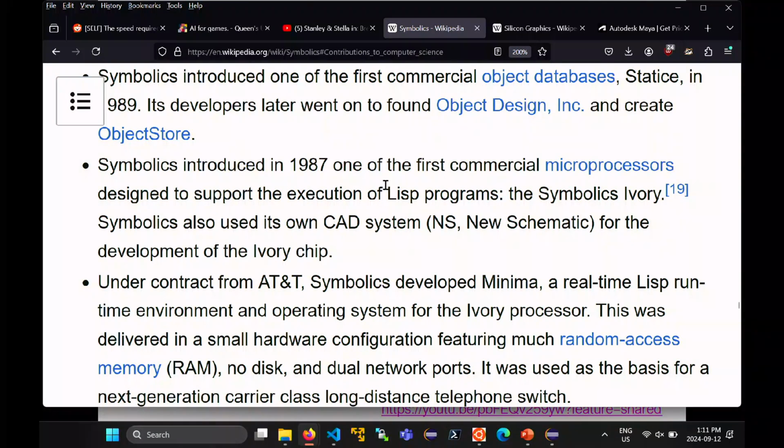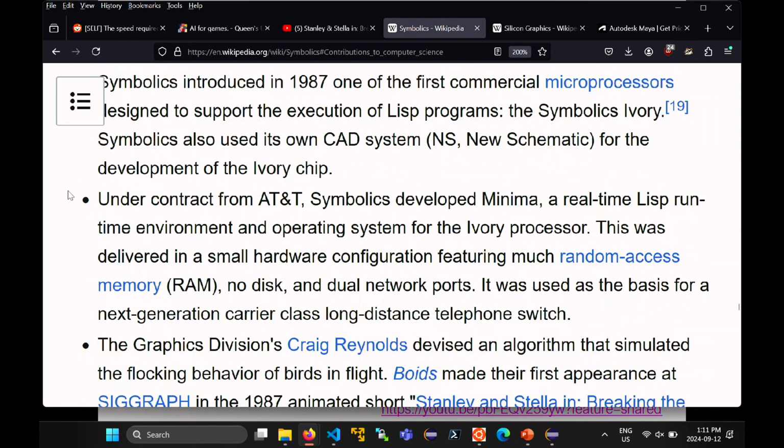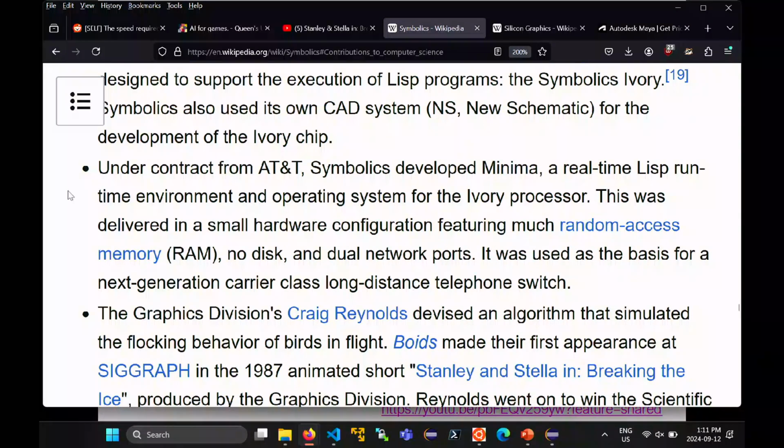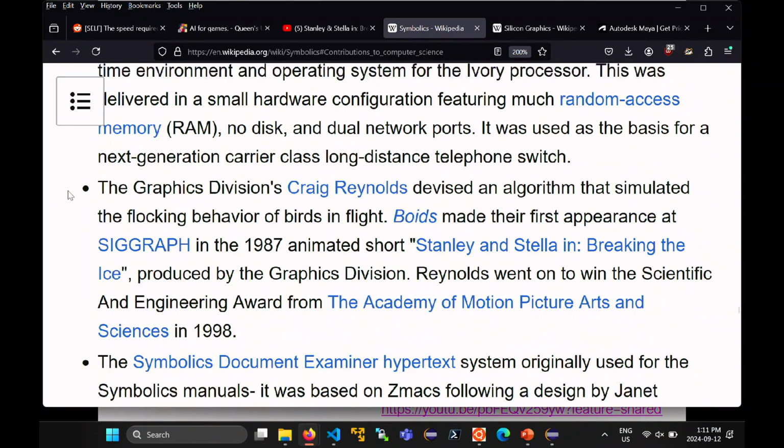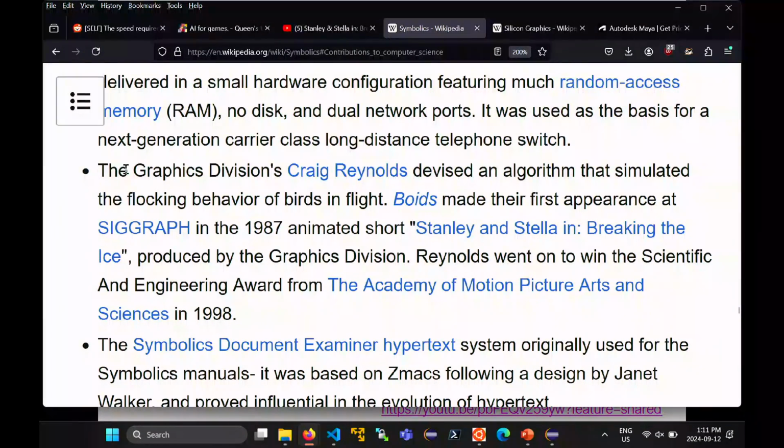They made their own microprocessors. This is one of the reasons why they went out of business. Eventually, Intel came along and killed everybody. Intel managed to make a cheap CPU, and that basically killed a whole bunch of computer manufacturers. But the thing that I just showed you there, their graphics division, which was basically one guy by the name of Craig Reynolds, wasn't a large group. There's a few people. He made up this Boids algorithm.